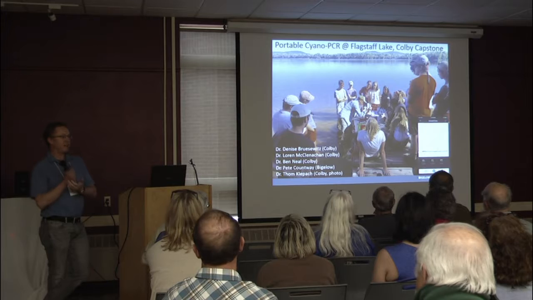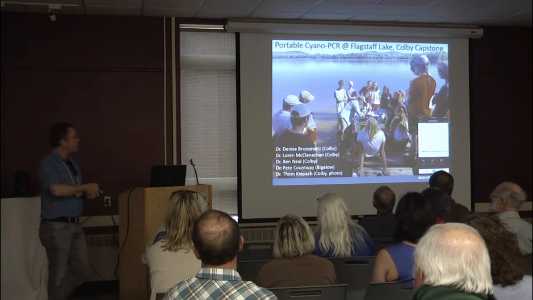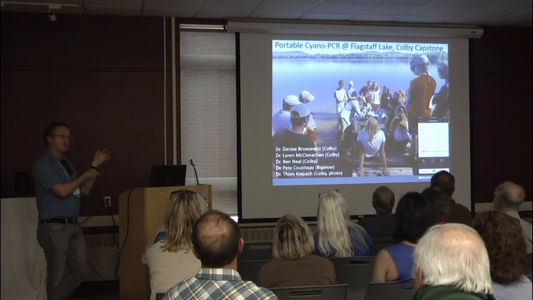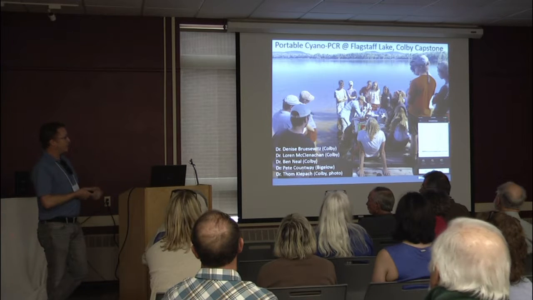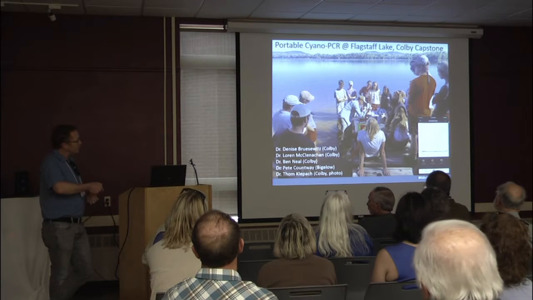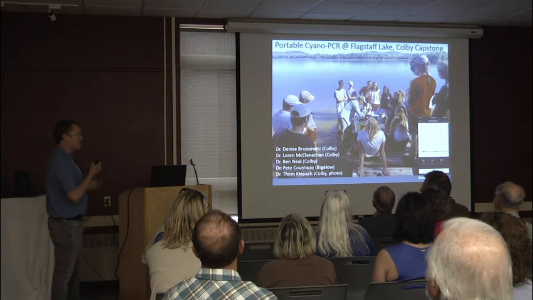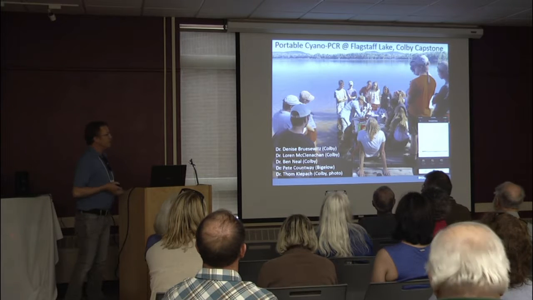We did a 5-minute DNA extraction at the end of the dock, and then we ran the genetic test with the little handheld device right at the end of the dock. Well, we went canoeing. We came back an hour later, and we had the results, and we detected Gloeotrichia at Flagstaff. So again, it's a rapid method, and it's relatively easy.